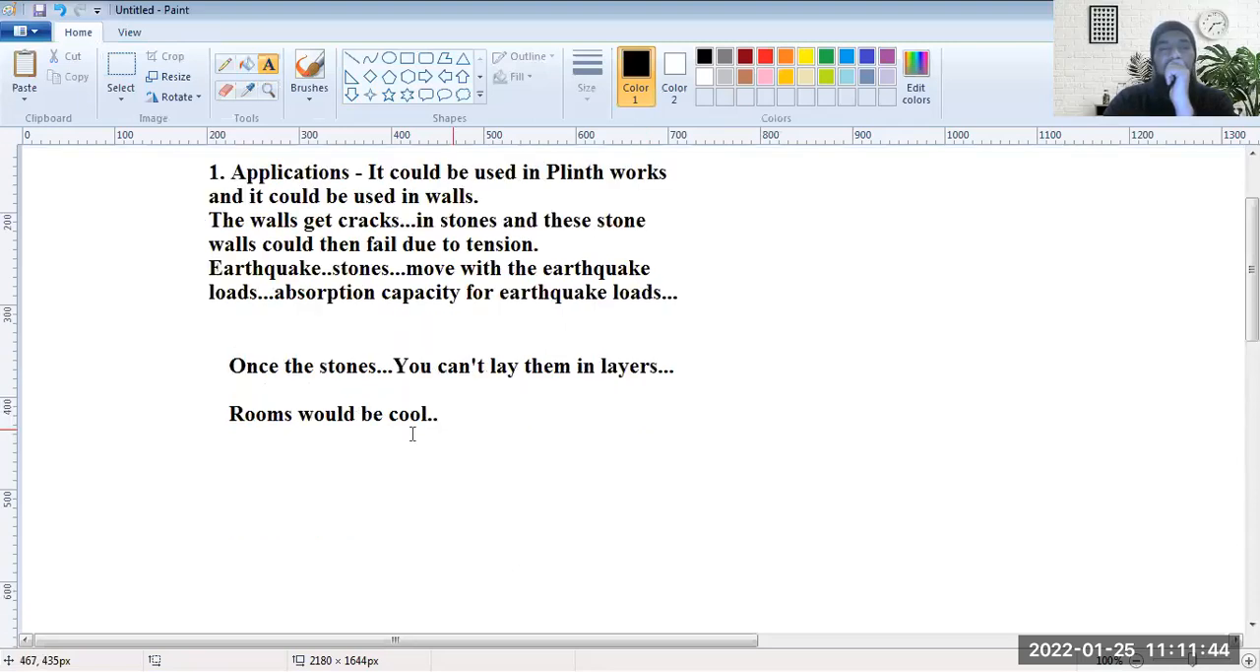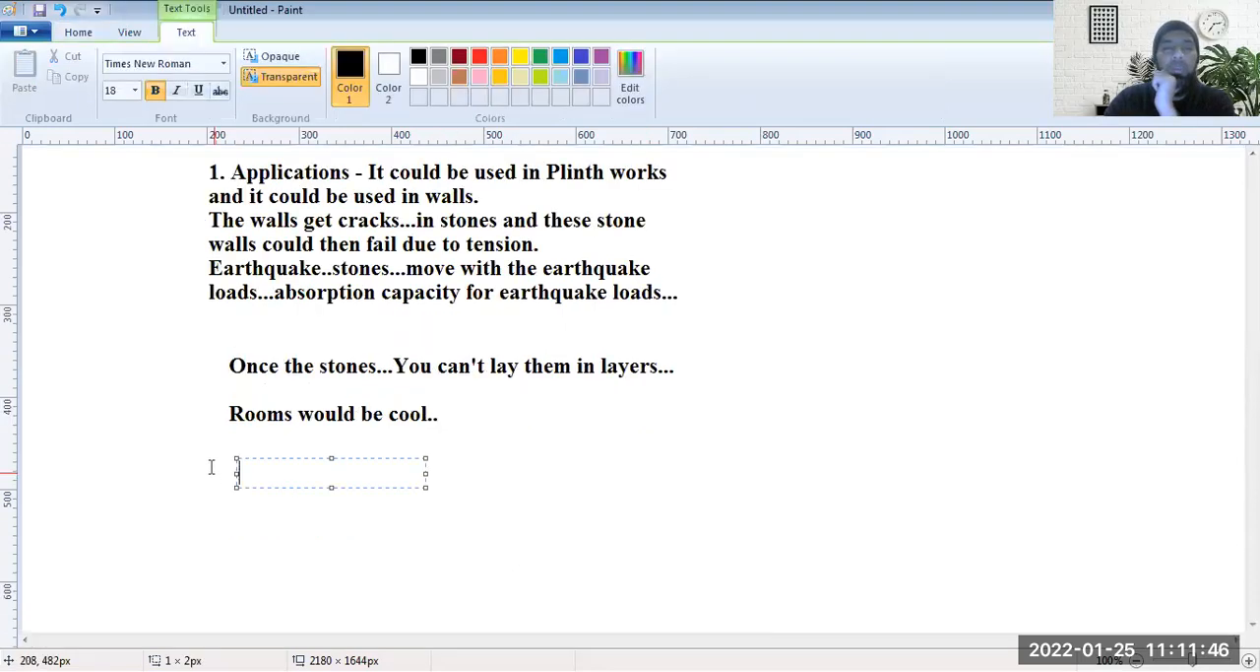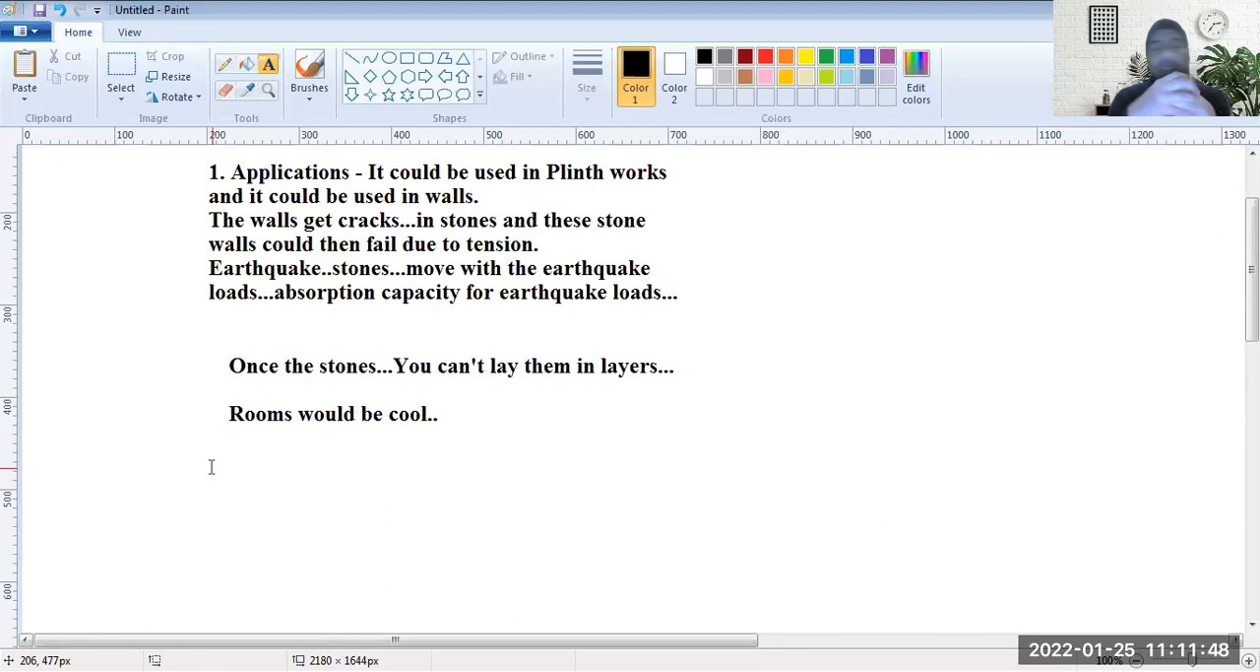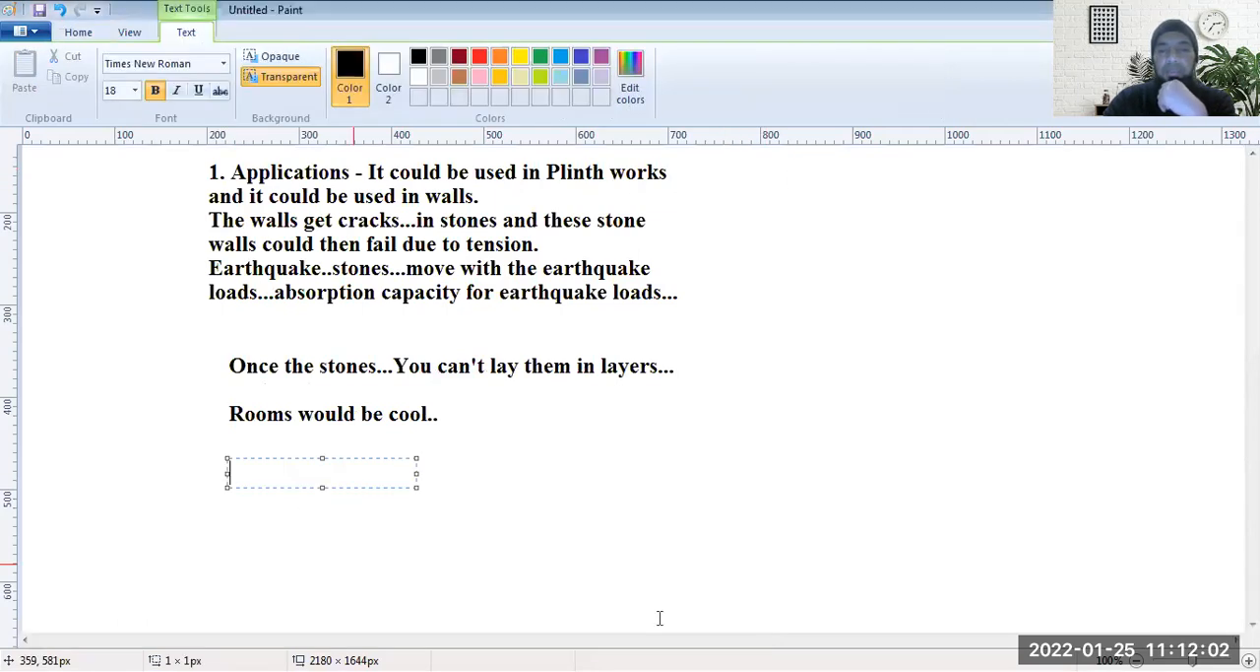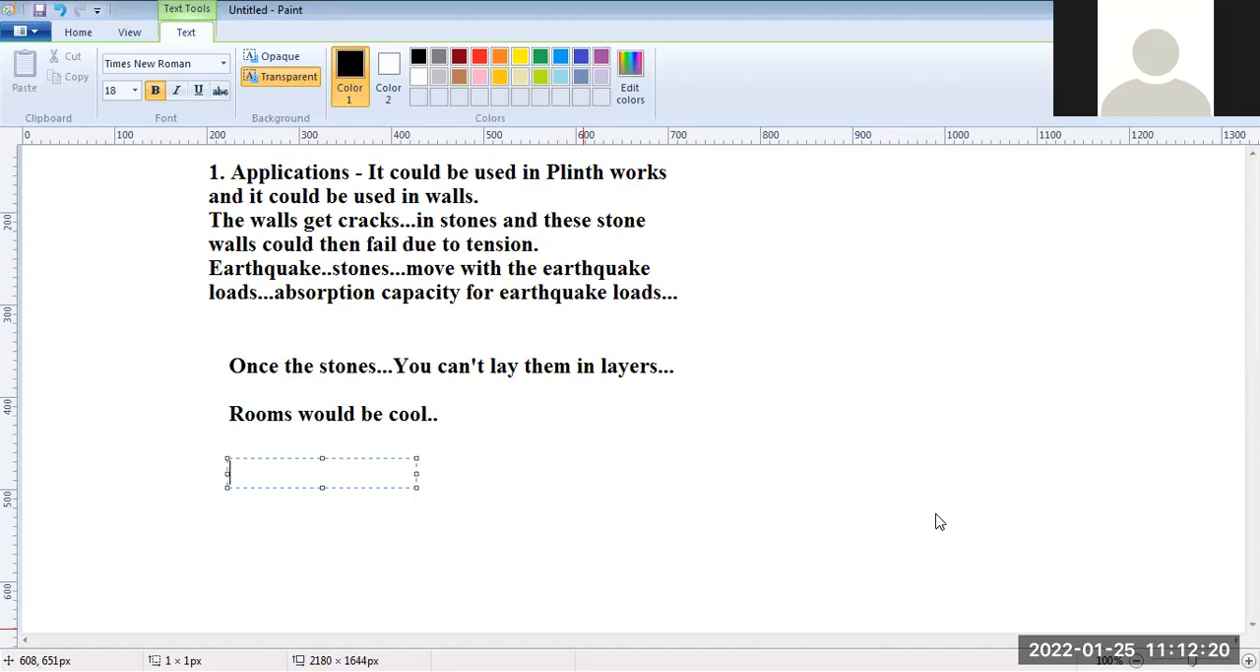Saying that in stones, the rooms would be cool. So what do you do to those rooms? You then have to go for mud plastering and other things for such types of rooms. Now, how is the stone masonry laid? Let me show you that.